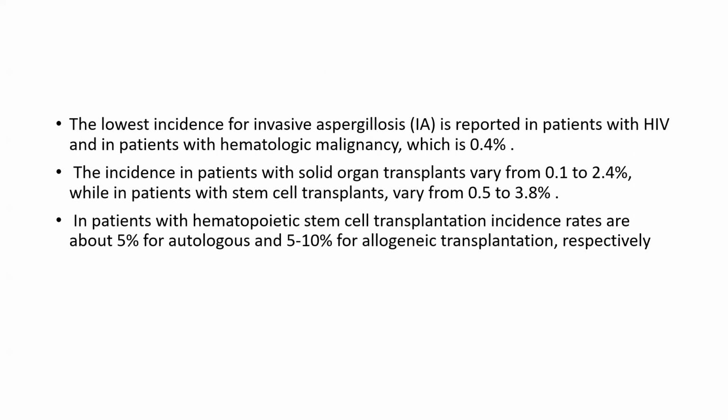The lowest incidence for invasive aspergillosis is reported in patients with HIV and in patients with hematological malignancy, which is 0.4%. The incidence in patients with solid organ transplant may vary from 0.5 to 2.4%, while in patients with stem cell transplant it varies from 0.5 to 3.8%. In patients with hematopoietic stem cell transplantation, incidence rates are about 5% for autologous and 5 to 10% for allogeneic transplantation respectively.